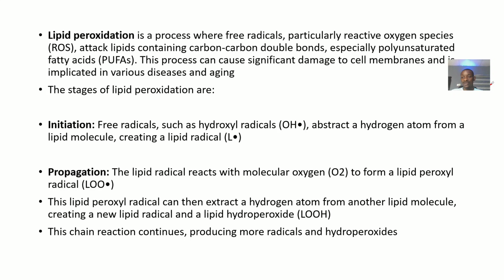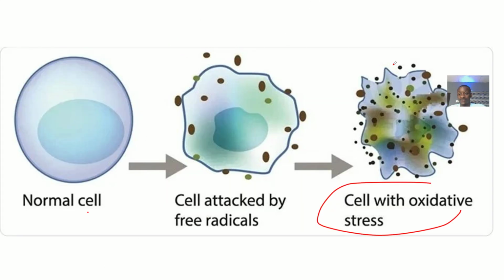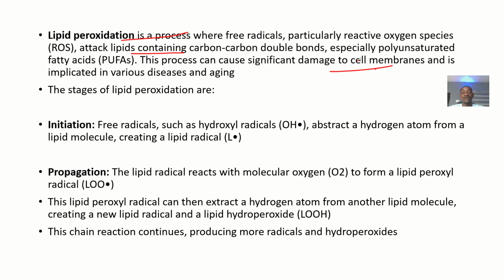For the definition, before we talk about the stages, lipid peroxidation is a process where free radicals, which I've already shown you all the images, particularly the ROS, attack lipids. What are the ROS? R is reactive, O is oxygen, S is species. So this reactive oxygen species will attack lipids containing carbon-carbon double bonds, especially polyunsaturated fatty acids. This process can cause significant damage to the cell membrane, which I've already told you about, oxidative stress. It can cause damage to the cell membrane and is implicated in various diseases and aging. This is what will make your skin start shrinking up.